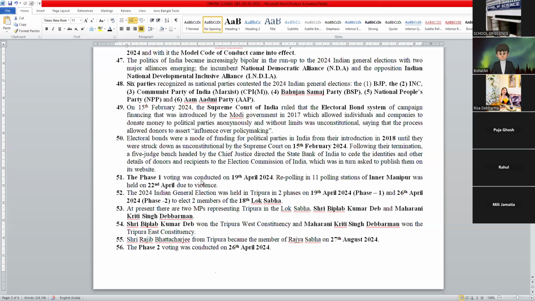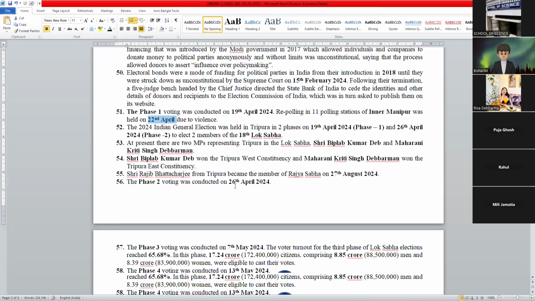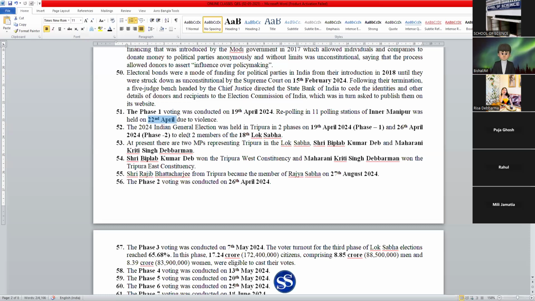Now, point number 51. The phase 1 voting was conducted on 19th April 2024, and repolling in 11 polling stations of Inner Manipur was held on 22nd April due to violence. The 2024 Indian general election was held in Tripura in 2 phases: on 19th April 2024, phase 1, and 26th April 2024, phase 2, to elect 2 members of the 18th Lok Sabha. I repeat this point once again.